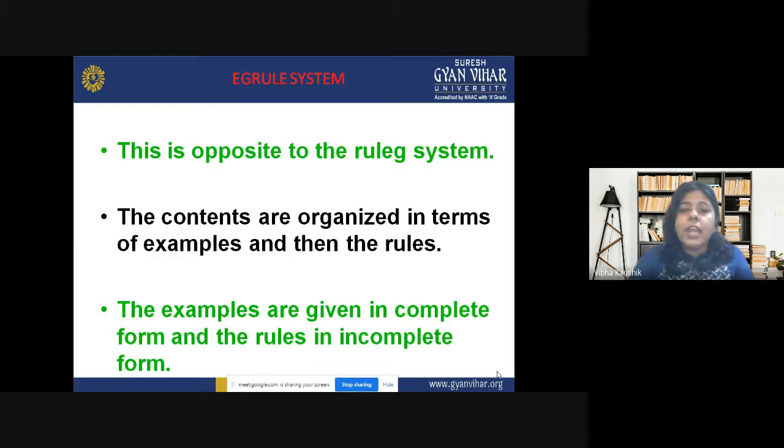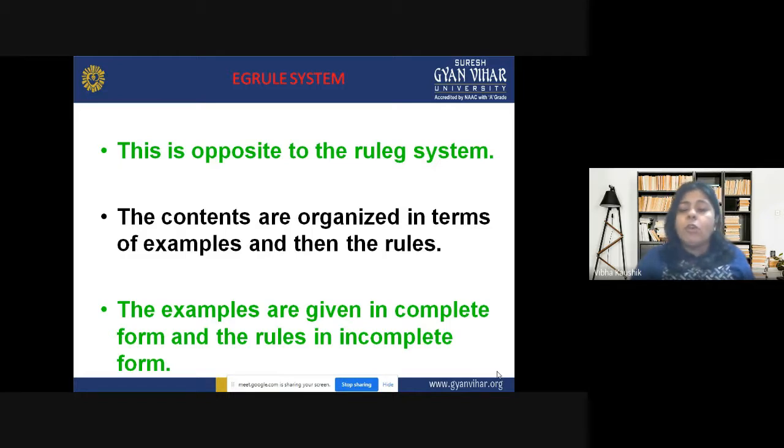Now, the next one is EG rule system. This is opposite to the Rulex system, means total opposite to the system that we have just discussed, where the rule has been presented first, and then on the basis of those rules, the programmer gives some examples. The content are organized in terms of examples and then the rules.